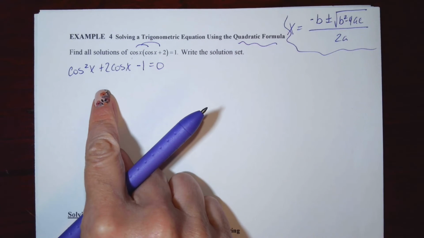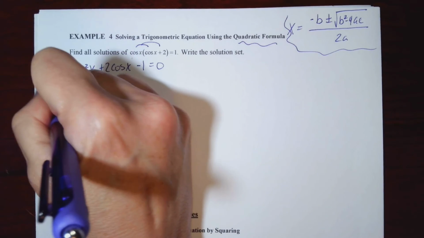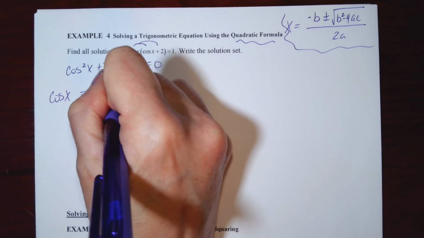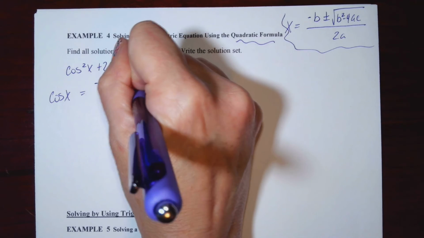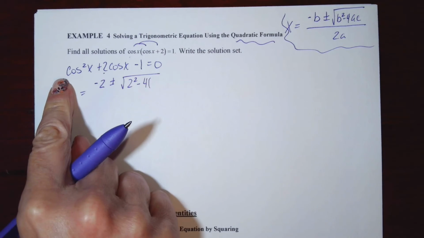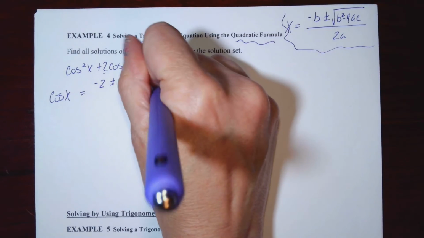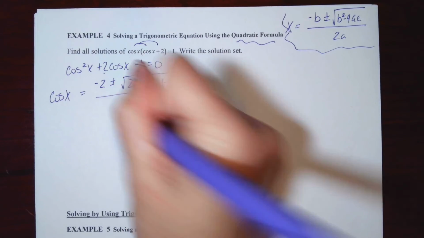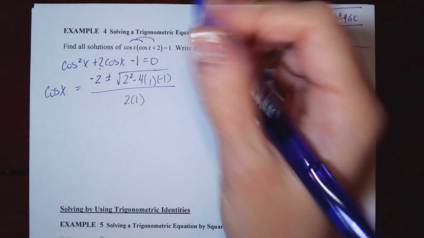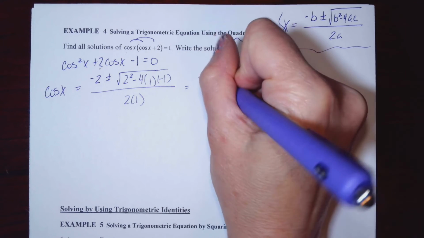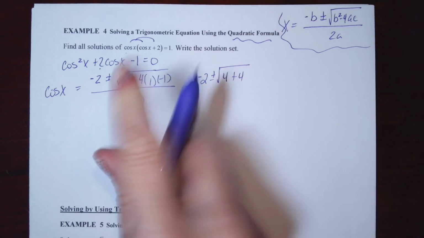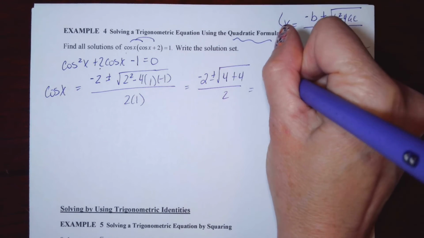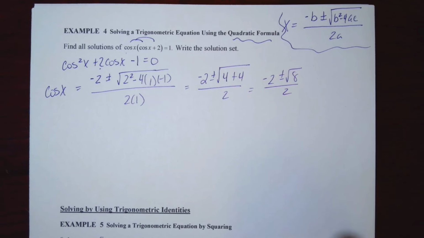So I'm solving for cosine x. Negative b is negative 2, plus or minus the square root of b squared minus 4a, where a is the coefficient here and is going to be 1, c is negative 1, all over 2a. So I've got negative 2 plus or minus the square root of 4 plus 4, because a negative and a negative is positive, all over 2. Order of operations, make sure you're paying attention while you simplify.